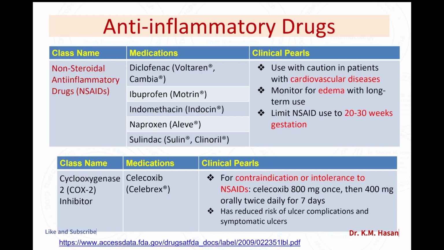Okay, next we can use NSAID for acute gouty attack. We have a list of medication here. We refer you to the lecture on NSAID. We have diclofenac, ibuprofen, indomethacin, naproxen, sulindac. We need to take into consideration cardiovascular disease, edema, and pregnancy. Then we have celecoxib, a COX-2 inhibitor, and they try to remind us of the contraindications.